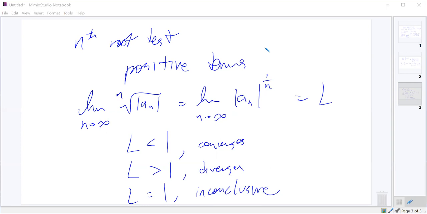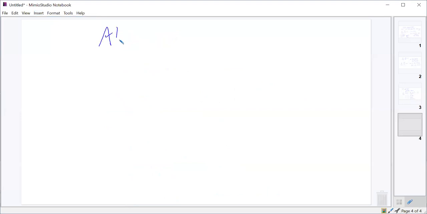Cool. And I'm trying to think if there are any other tests. We did nth root, we did ratio, we did direct comparison, we did limit comparison. We did the nth term test for divergence. We did the p-series and the integral test. So pretty much, yeah. The easiest one, the alternating series test. That's the easiest one. Skipped over that one. The alternating series test. So, I don't think we did this one.